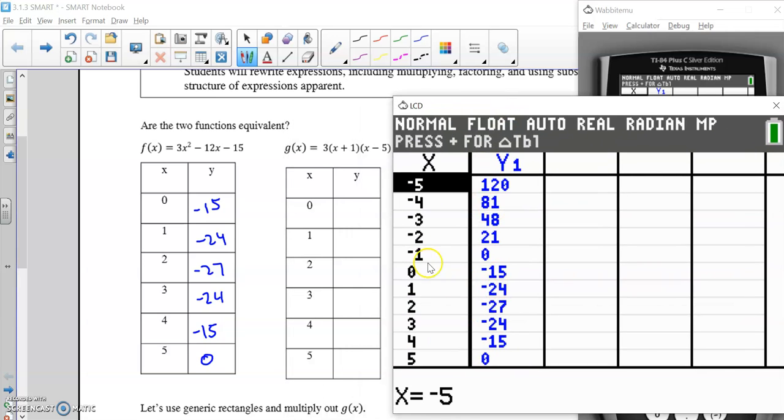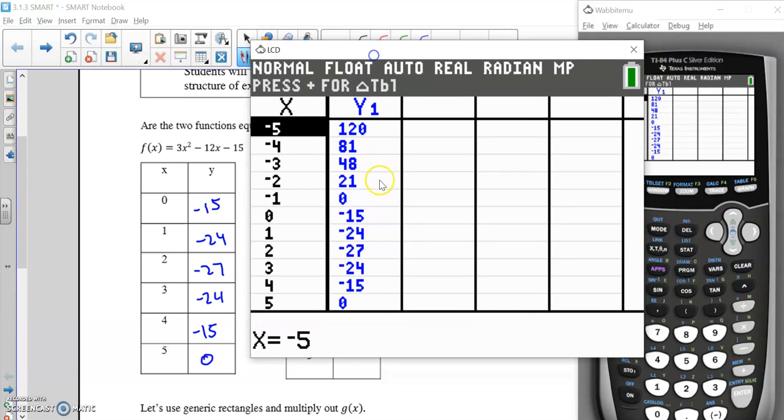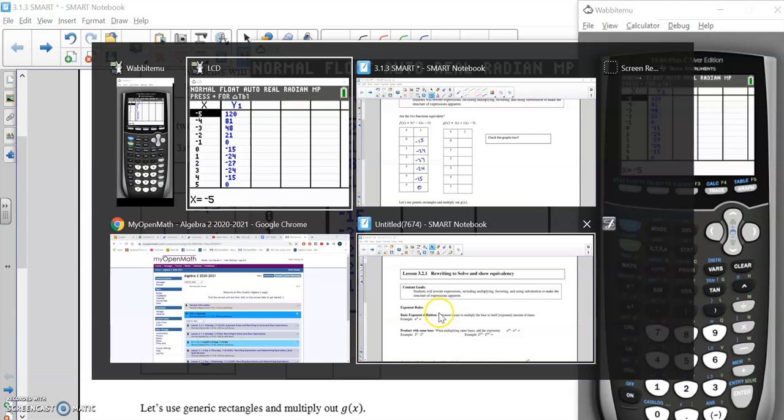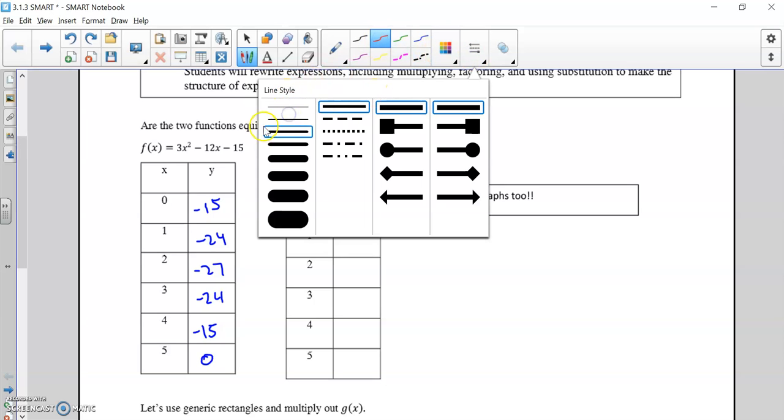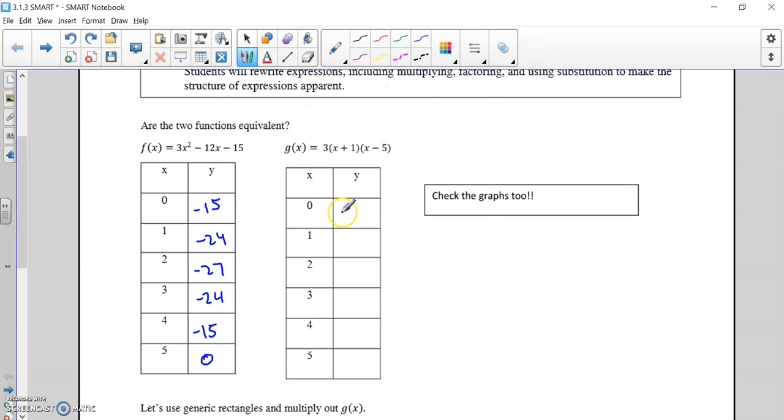So looking at this, again, we'll look at this one down here where it starts at 0: negative 15, negative 24, negative 27, negative 24, negative 15, 0. They match the first table. So we can go ahead and fill in the other table. And we know that the tables at least seem to be equivalent.